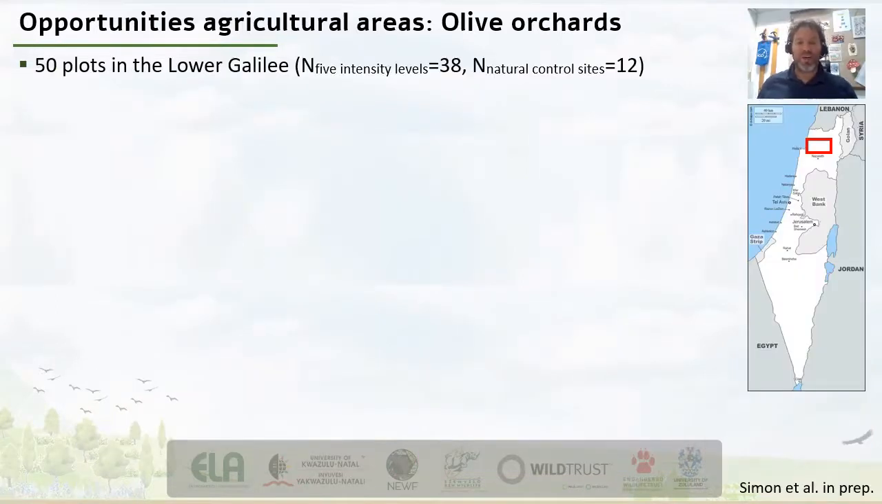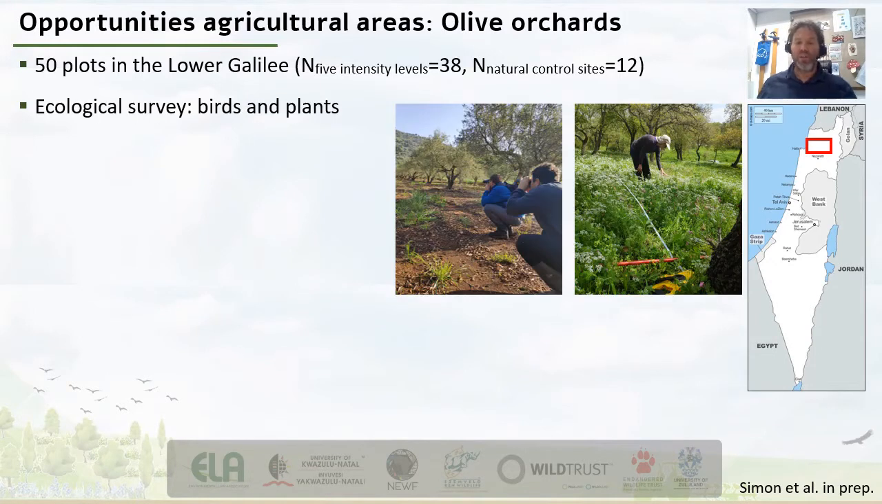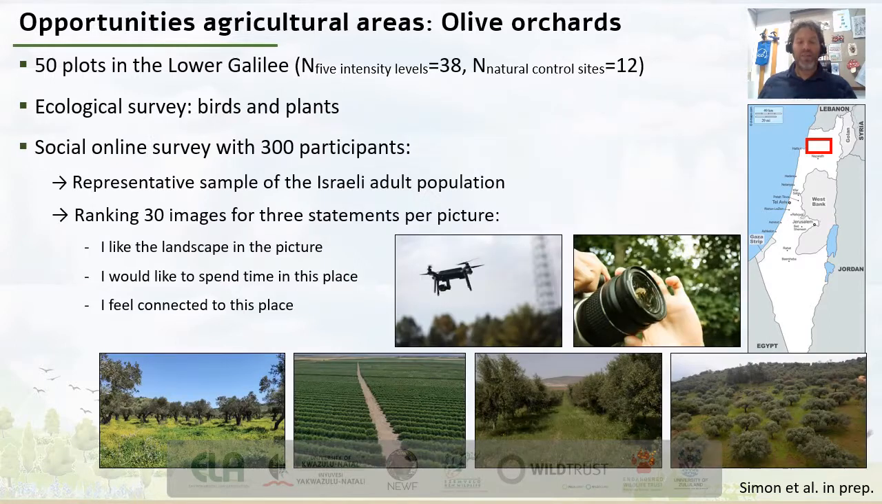in the lower Galilee, representing the 5 levels of intensity, and 12 natural controls, so natural areas close to those plots. We did an ecological survey of birds and plants. And we did a social online survey with 300 participants, which represented a sample of the Israeli adult population. And we asked them many things, but mostly we asked them to rank 30 images we took from the orchards themselves, either inside the orchards or above the orchards, using drones, and asked them to rate to what extent they like the landscape in the picture.